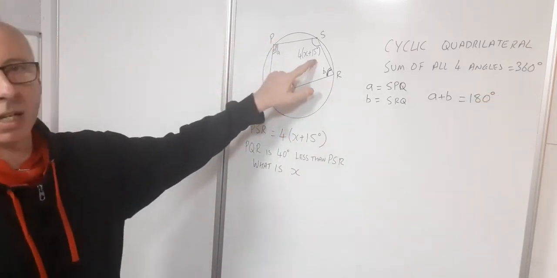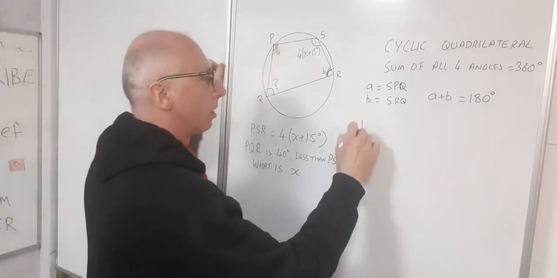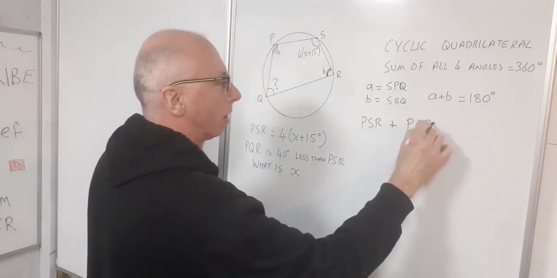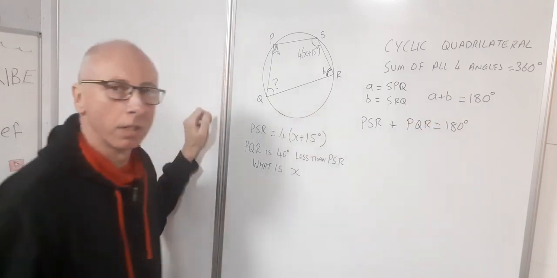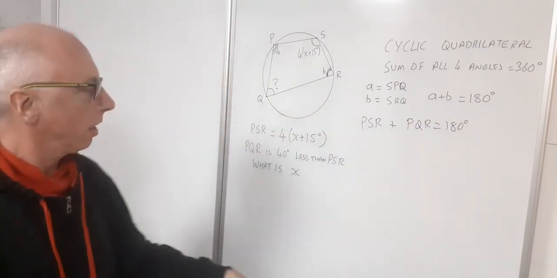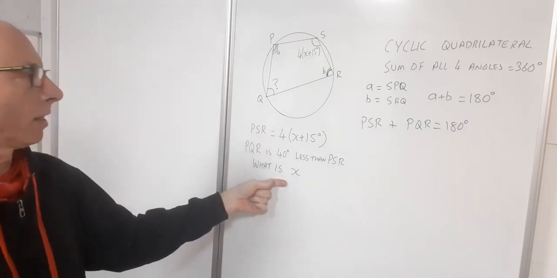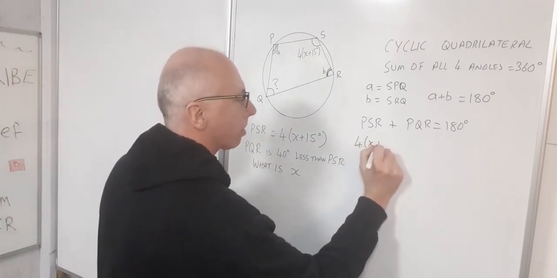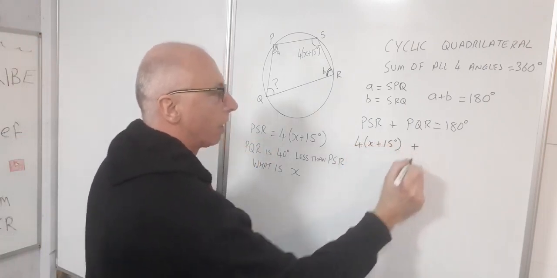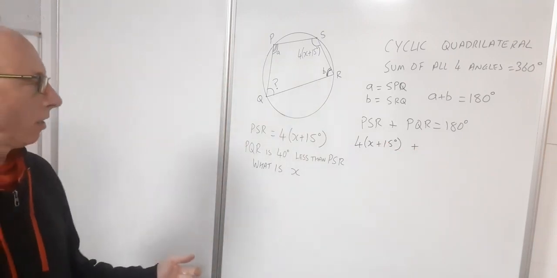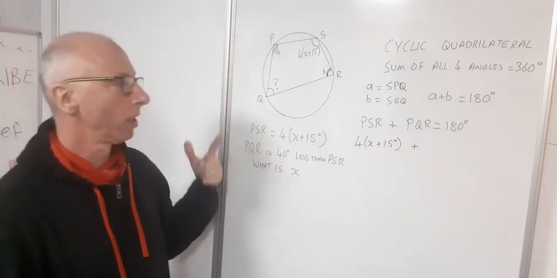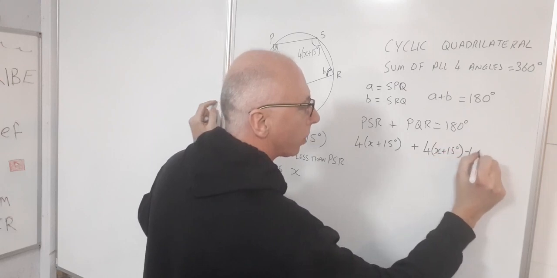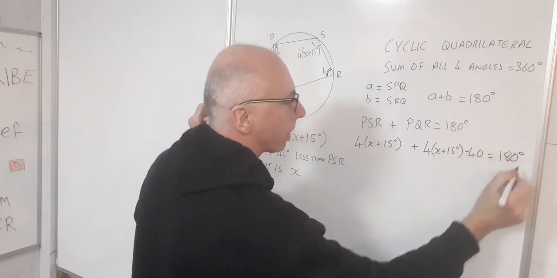So I can do the same here. I can say that PSR plus PQR also equals 180 degrees. So if we use this property, maybe we can get to our value of x. Well, PSR we know. PSR is 4 times x plus 15 degrees. PQR, we don't know anything other than it's 40 degrees less than this one. So let's plug that in. So 4 times x plus 15 degrees minus 40 equals 180 degrees.